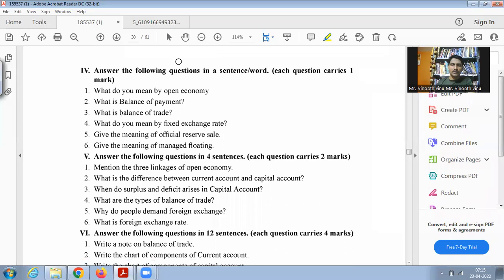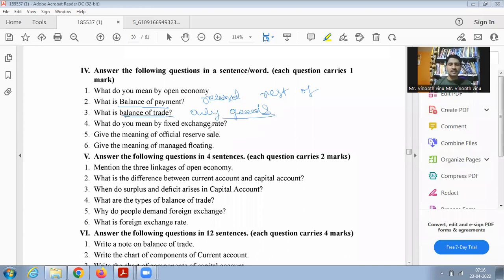What do you mean by open economy? An open economy is an economy which has all economic transactions with the rest of the world. So what is balance of payment? Balance of payment is the systematic record of all international transactions between one country and the rest of the world. Next, what is balance of trade? It is nothing but export and import of only goods. If that is only goods, that is called balance of trade.